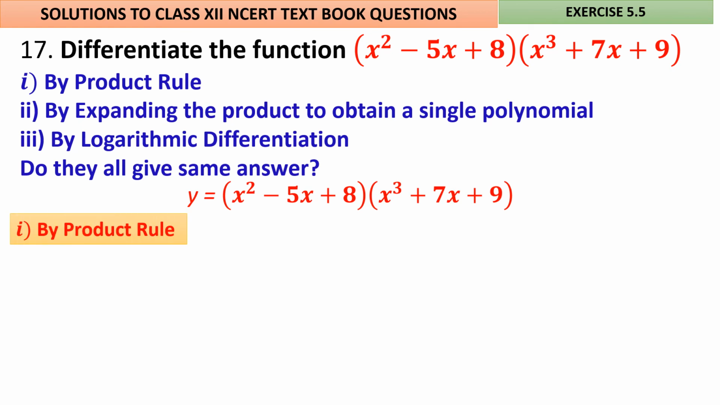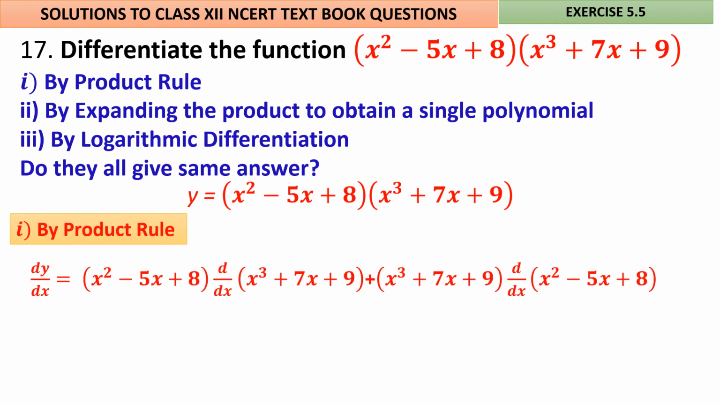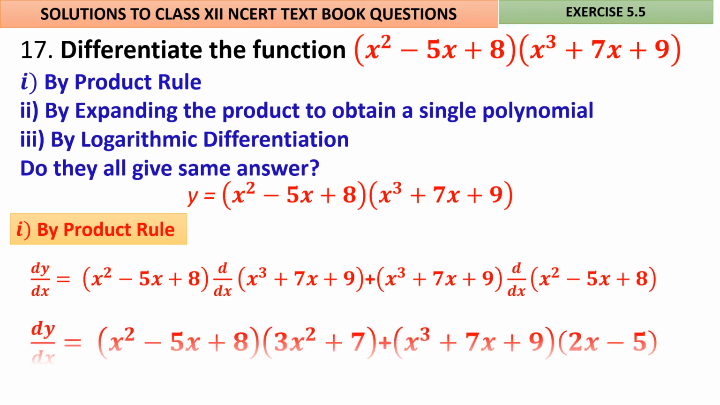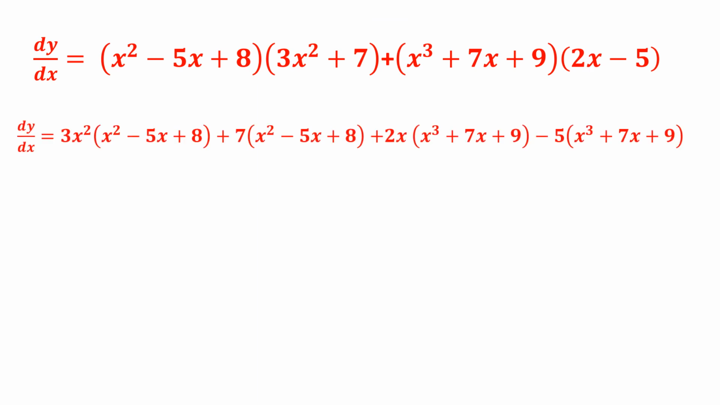Let us go for product rule. What is the meaning of product rule? Keep the first, differentiate the second, plus keep the second and differentiate the first. Therefore, the differentiation of the second function is 3x square plus 7. Differentiation of the first function is 2x minus 5. Or we can expand it: 3x square into the bracket plus 7 into the bracket plus 2x into the bracket minus 5 into the bracket.